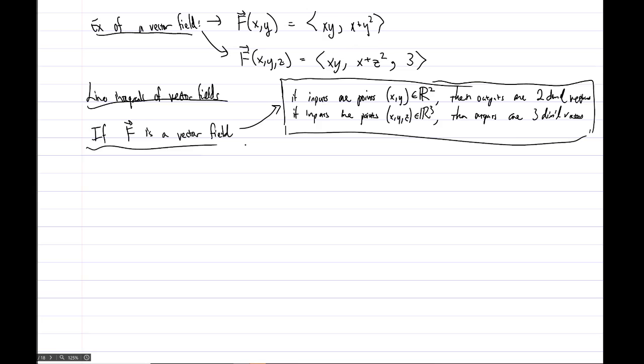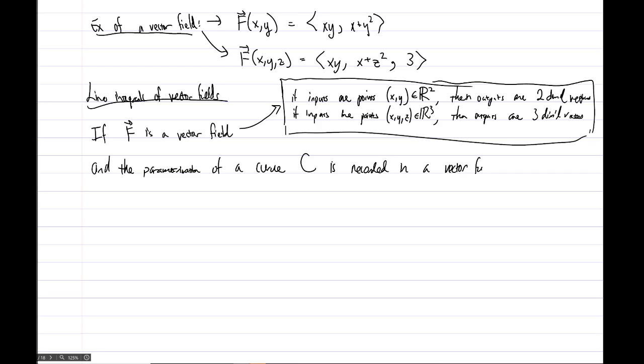Continuing the setup. If F is a vector field, and the parameterization of a curve C is recorded in a vector function, r arrow of t equals angle bracket x of t comma y of t, for the 2D version, or r of t equals angle bracket x of t comma y of t comma z of t for the 3D version, for a less than or equal to t less than or equal to b, then that's the setup.